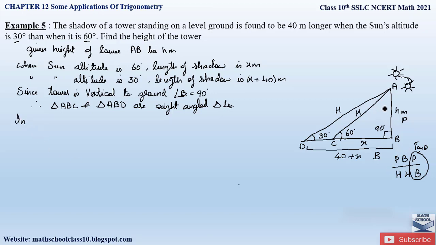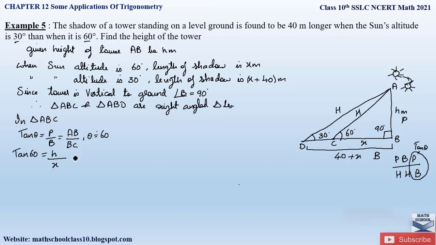First let us consider this triangle ABC and apply the tan trigonometric ratio, and then we will apply in triangle ABD. Okay, so in triangle ABC, tan theta is equal to perpendicular by base, where perpendicular is AB and our base is BC, and our theta value here is 60 degree. So therefore tan 60 is equal to AB is the height of the tower, that is h, and BC is how much? It is x meter.